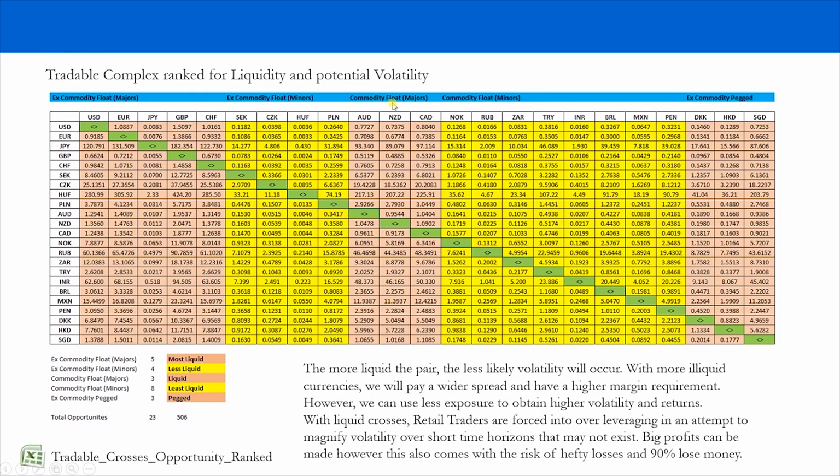We also then split up by commodity float majors and commodity float minors. The commodity float majors are majors as considered by retail brokers, that are floating regimes, and the value of the currency depends very heavily on the prices of one or two international commodities. And then we have miners, considered miners by retail brokerage platforms, that are also dependent heavily on one or two commodities.